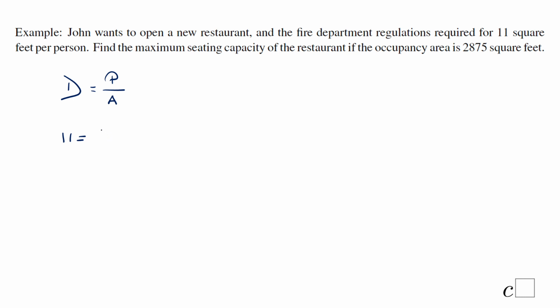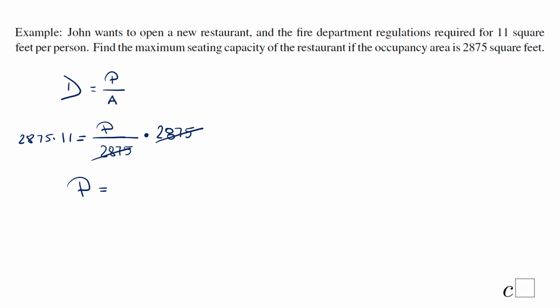We need to find the capacity, how many people we fit in, and we know the area is 2,875 square feet. You notice I didn't put any unit, but we're good. We have only feet, and that's a good thing. So how do we solve this one? We had a very similar problem a couple of minutes ago. We multiply by 2,875 to get rid of this, and we do the same thing here. So let's see how many people we can fit in that restaurant.